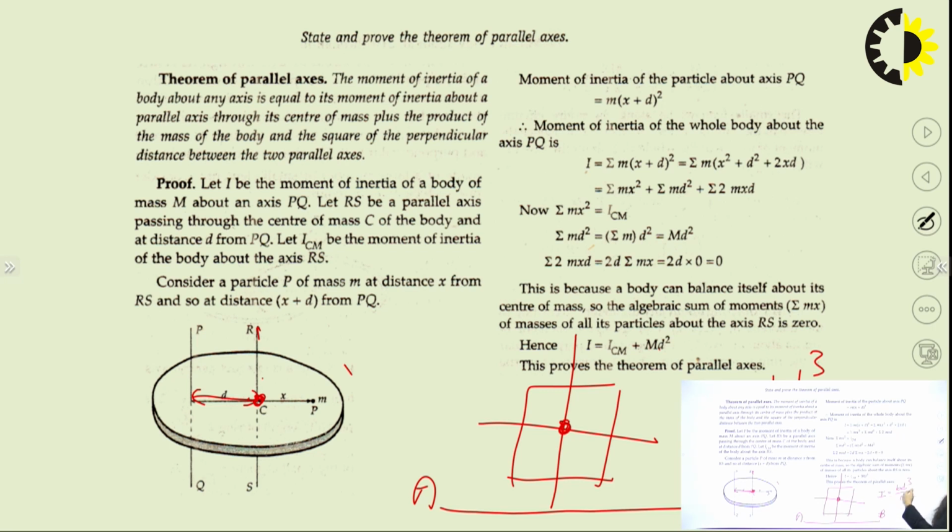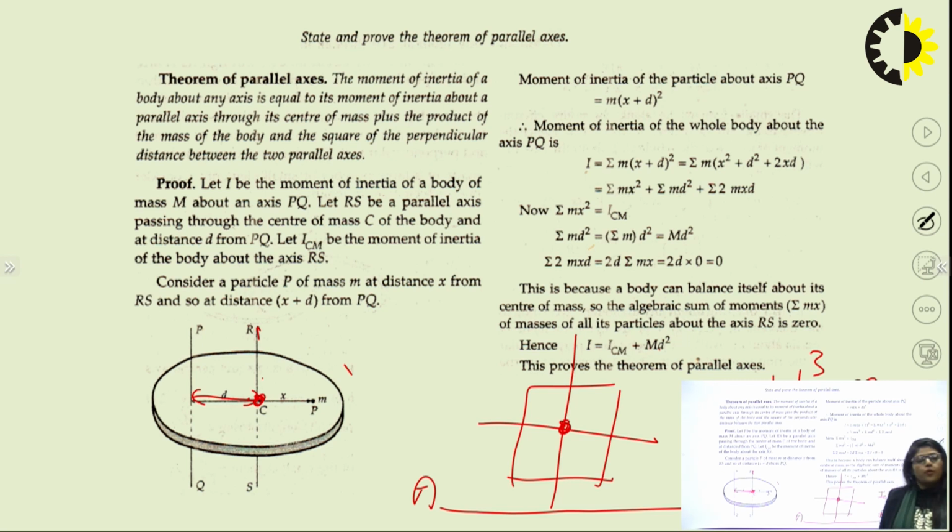Further, ICG is BD cube by 12, because this is the value of the moment of inertia at the centroid. If I need to find I, then I is IC, which is BD cube by 12, plus the mass of that particular rectangular section times d square. This is an example in terms of area, so you can use the area at that point.